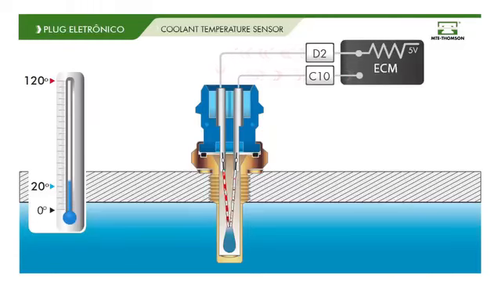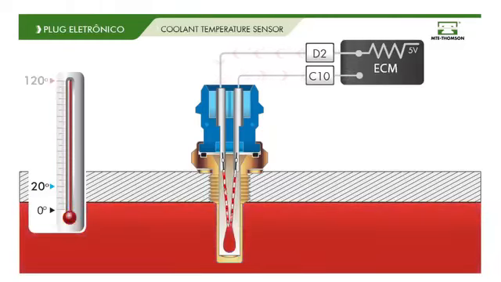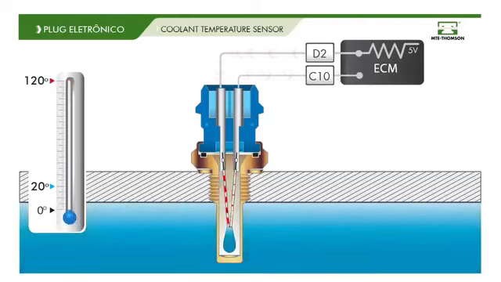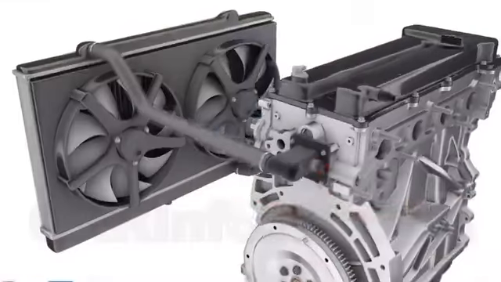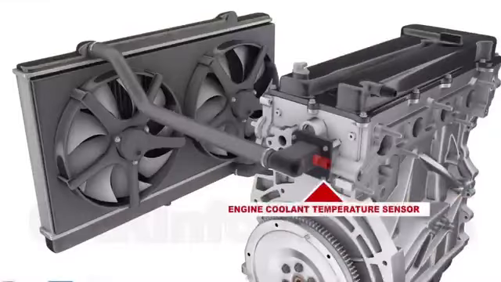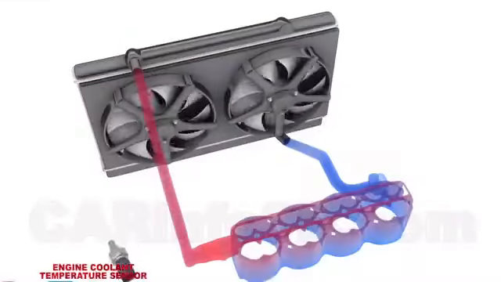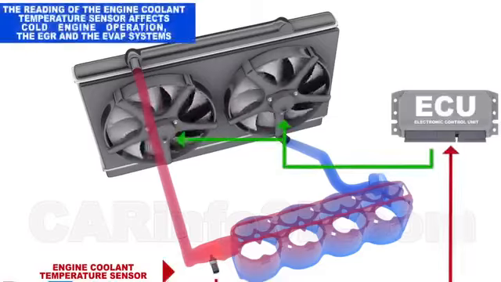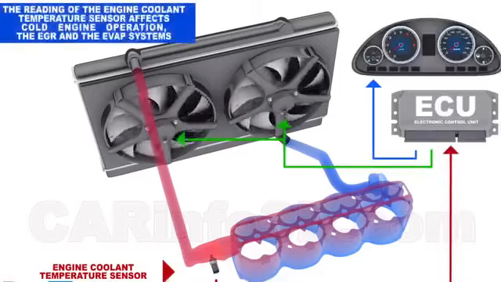The CTS is typically a thermistor, a type of resistor whose electrical resistance changes with temperature. Most commonly, it's a negative temperature coefficient thermistor, meaning its resistance decreases as the coolant temperature increases. The sensor is usually mounted in the engine block or the cylinder head, where it is in direct contact with the coolant flowing through the cooling jacket or a coolant passage.